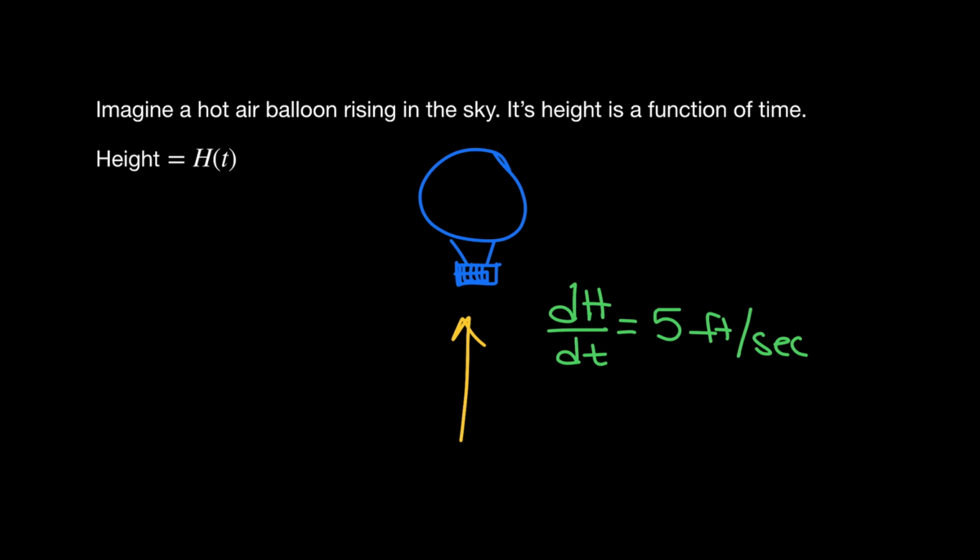We could say that its height is a function of time. The height of the balloon varies with time. And so let's just make up some numbers. We could say dh/dt is 5 feet per second. That means the balloon is rising at a rate of 5 feet per second. The height is increasing at that rate.